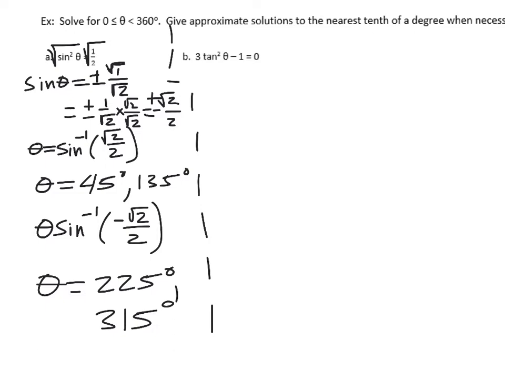Let's take a look at tangent. Here I have a little bit of work ahead of time to do to get my trig function isolated. Three tan squared theta equals 1.